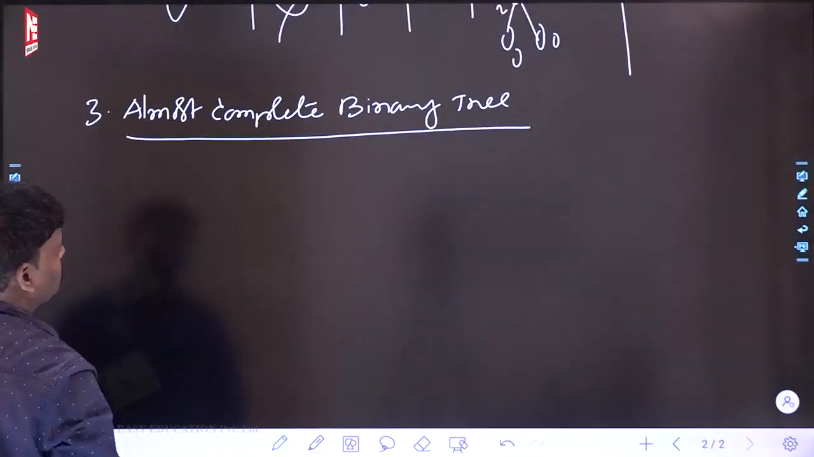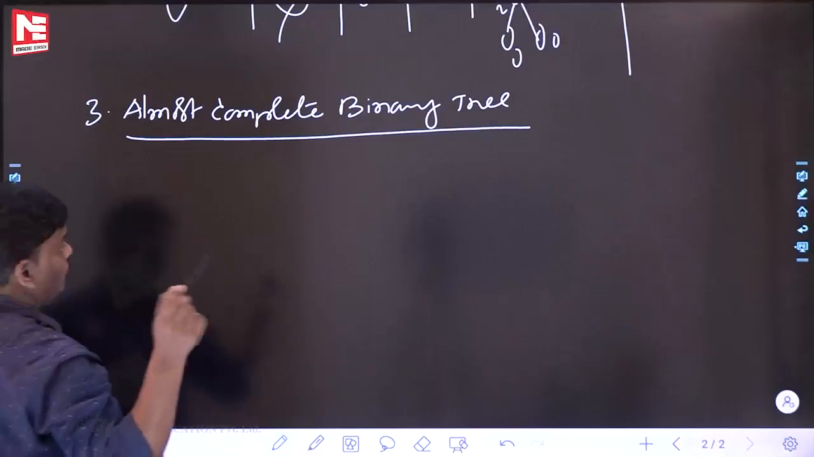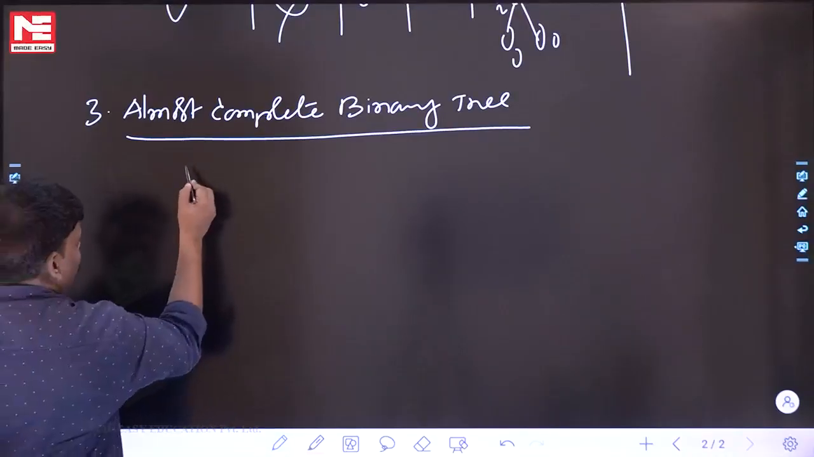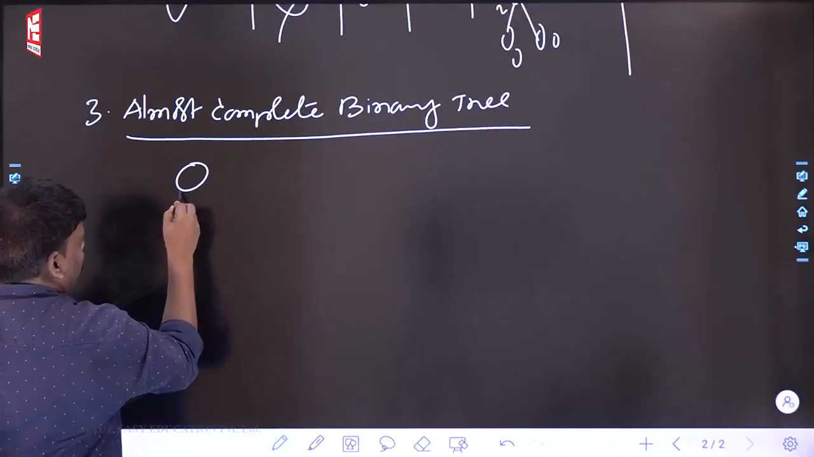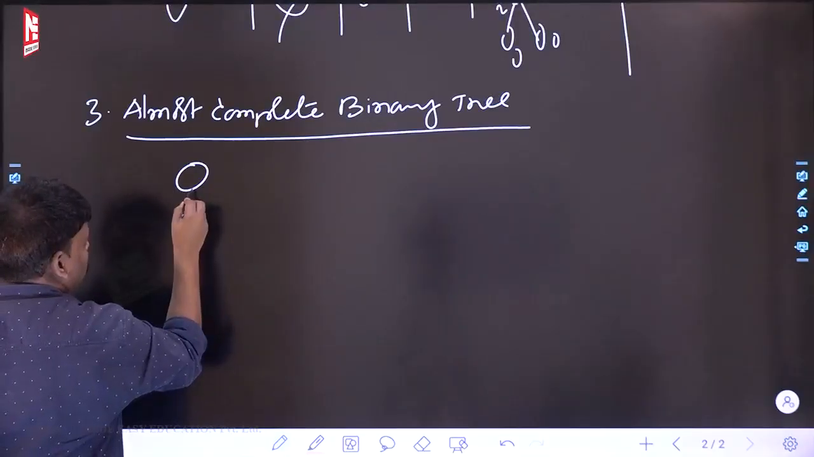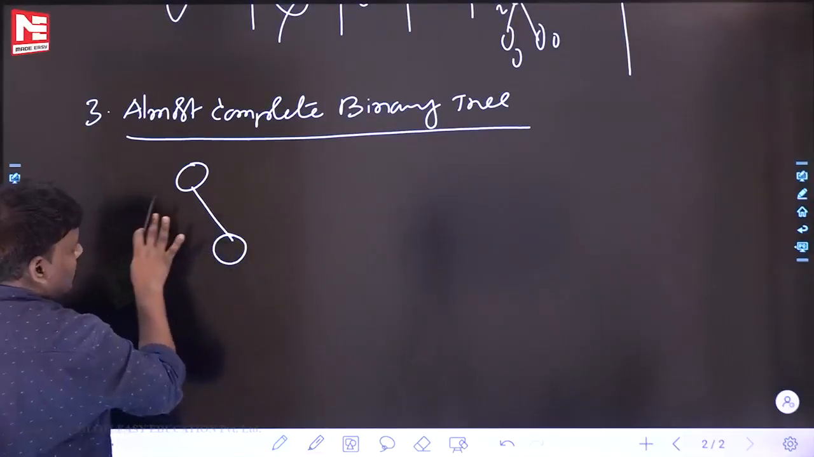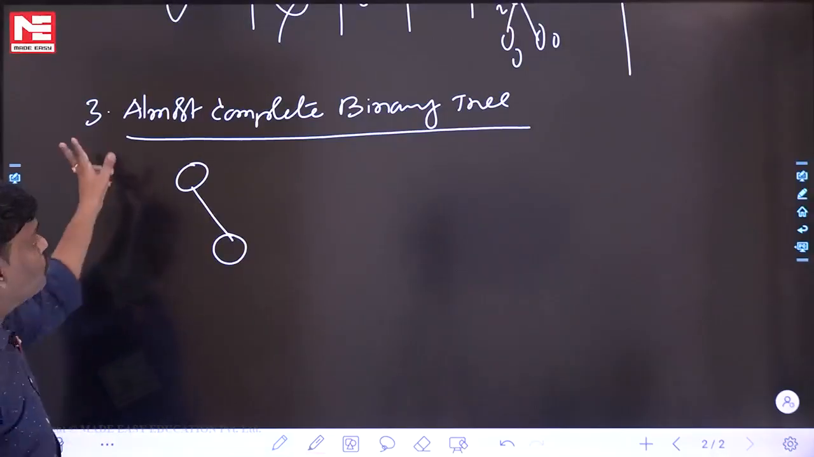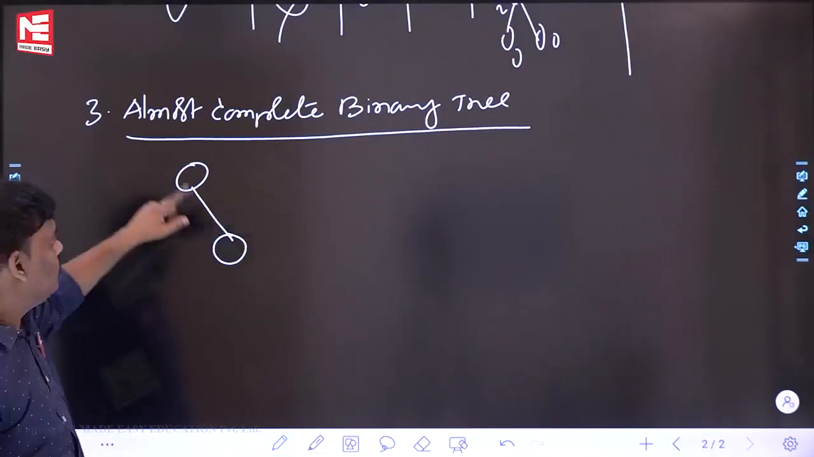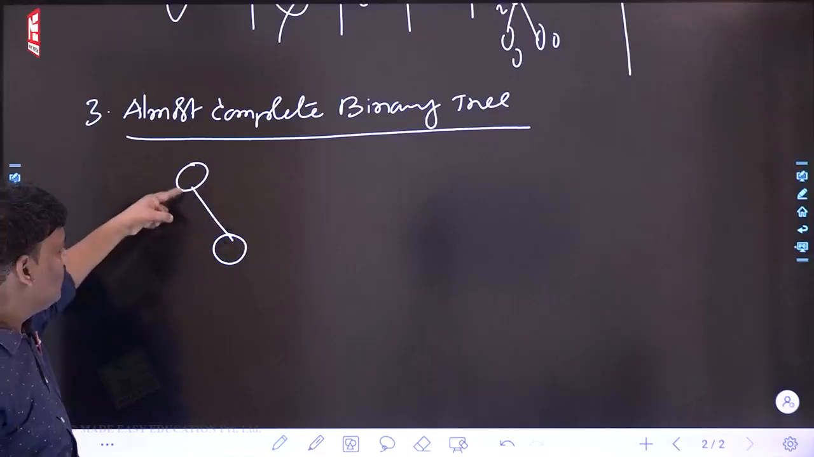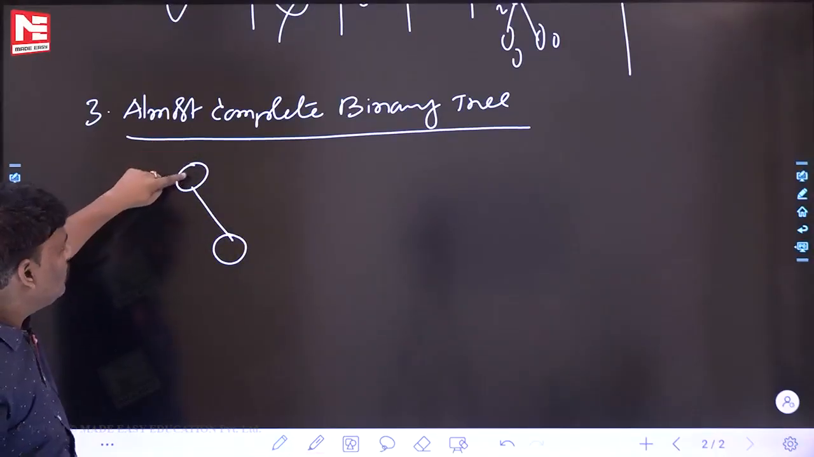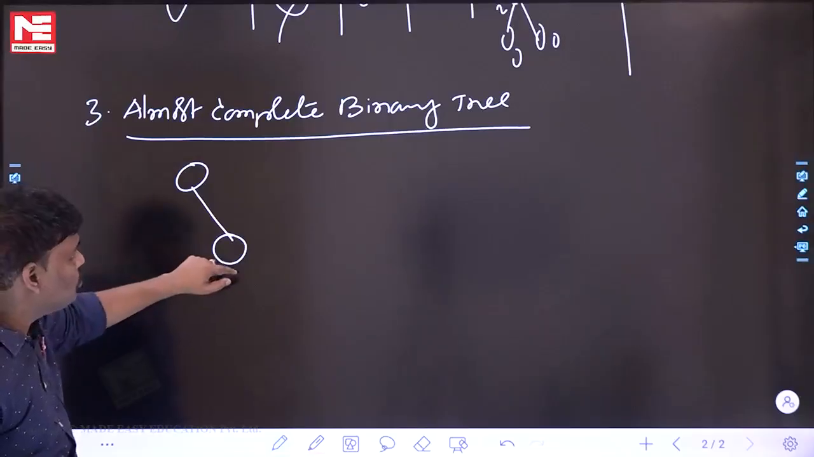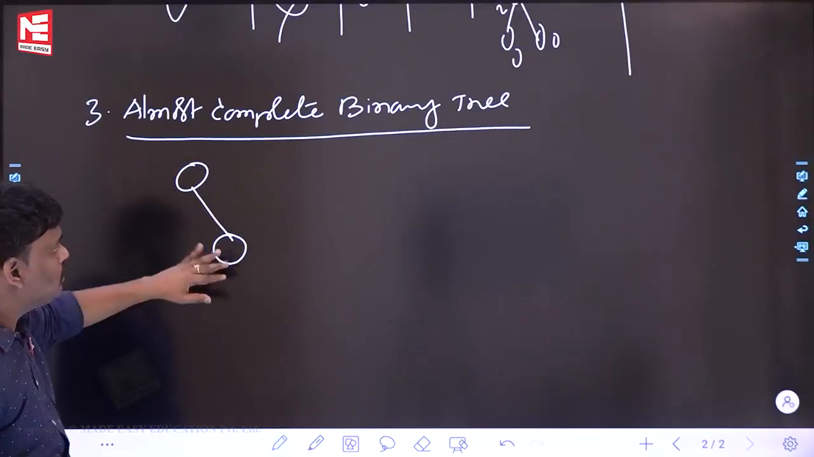What is the meaning of almost complete binary tree? I am explaining, listen carefully. See this one. Is it a binary tree? Yes, because every node contains maximum 2 children. Is it a binary tree or not? Yes, because he is having 1 child, no problem. He is having 0 child, no problem. It is a binary tree.